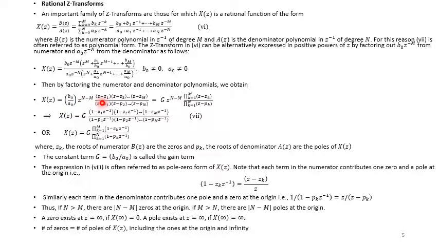And then we have (z minus z1) times (z minus z2) up to (z minus zm), and again for the poles also, so (z minus p1), (z minus p2), right, up to (z minus pn). So let me denote b0 over a0 by G. So we say G z to the power n minus m, and we can write them in the product form like this, right?